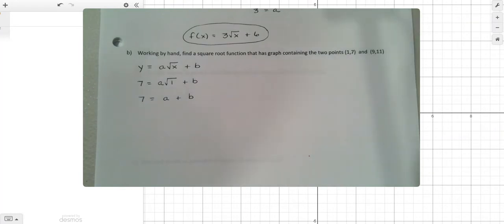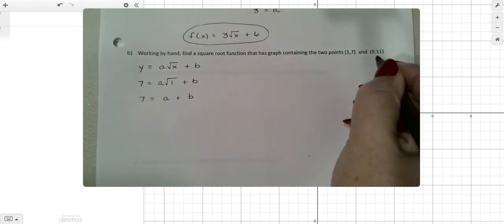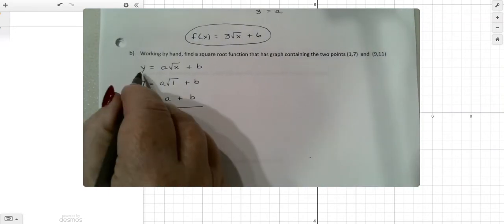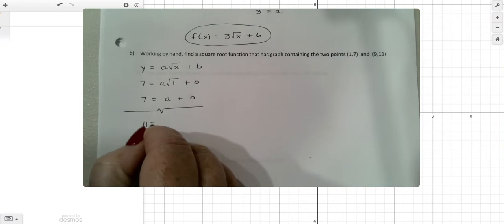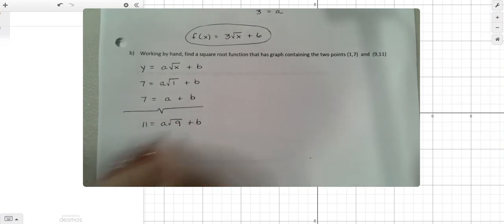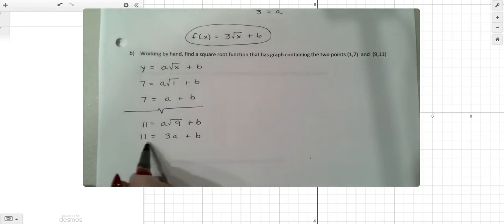Unlike when I had the y-intercept, that doesn't give me enough information to solve for either a or b yet. So let's plug in our second point. This time y is 11, and x is 9. So 11 would be 3a plus b. And again, a perfectly good equation, but it doesn't give me the information I need to solve for either a or b quite yet.